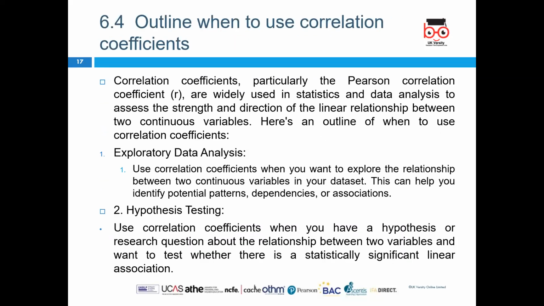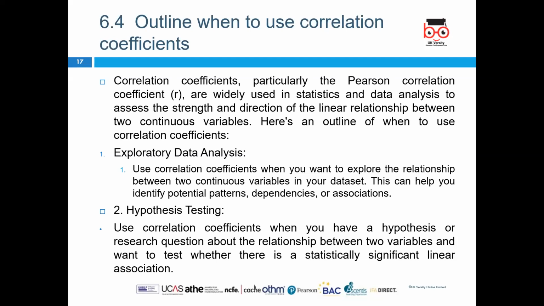Now, next we look into outlining when to use correlation coefficients. The Pearson correlation coefficient is widely used in statistics and data analysis to assess the strength and direction of linear relationship, like we had already seen in the concept. So when to use correlation coefficients?